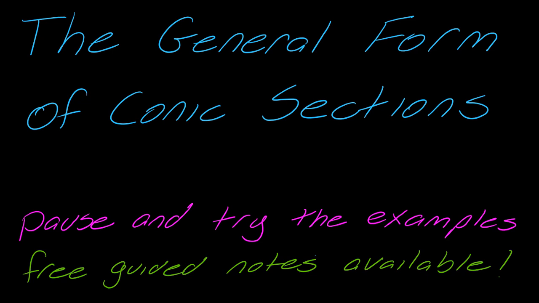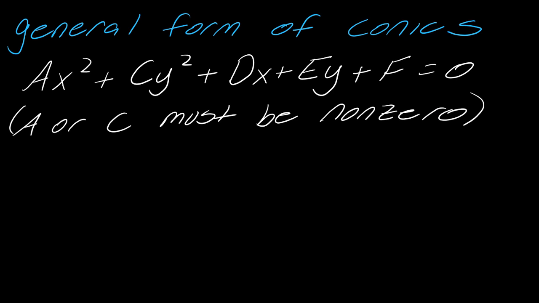All right, so we're going to talk about the general form of conic sections, and I'll just jump right into it. Okay, so the general form of a conic looks like this: Ax squared plus Cy squared plus Dx plus Ey plus F equals 0, where A, C, D, E, and F are all real numbers. And I know what you're thinking. Where did the B go?